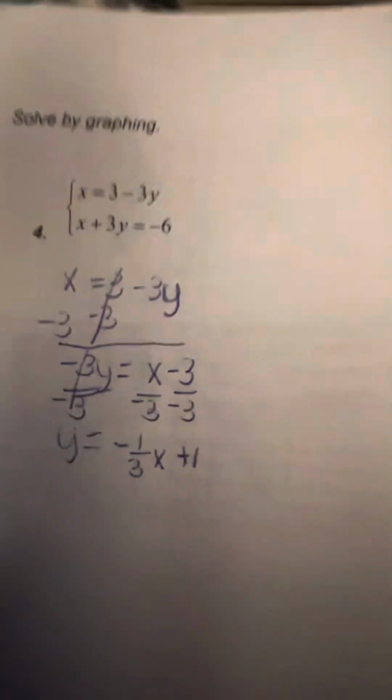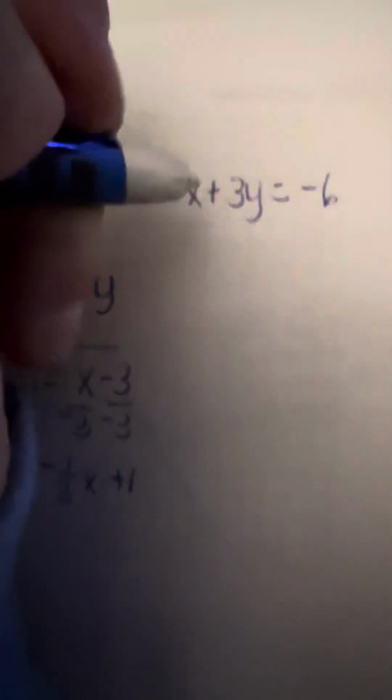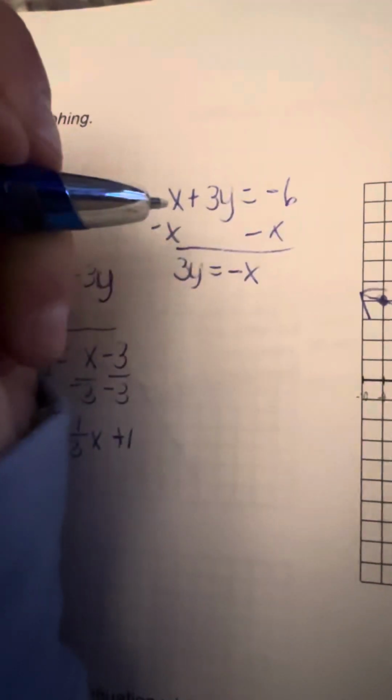Now I'm going to rearrange the second equation. X plus 3y equals negative 6. We're going to get that y by itself, so we're going to subtract x on both sides. That's going to give me 3y is equal to, now don't forget this is a minus x, so I'm going to do negative x, and that's a minus 6.